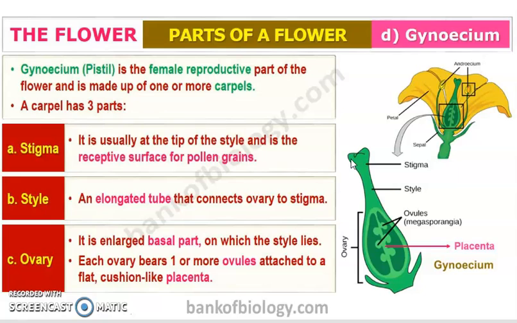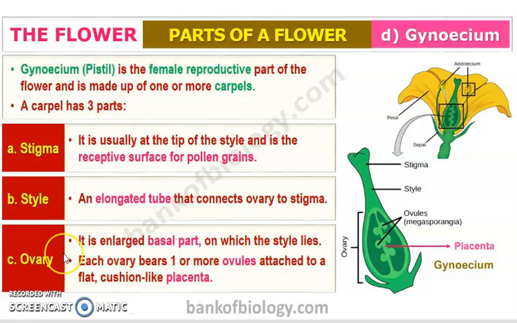Now coming to the second one, which is the style. It is an elongated tube that connects the ovary to the stigma. So the upper portion called the stigma is connected to the ovary through the style.